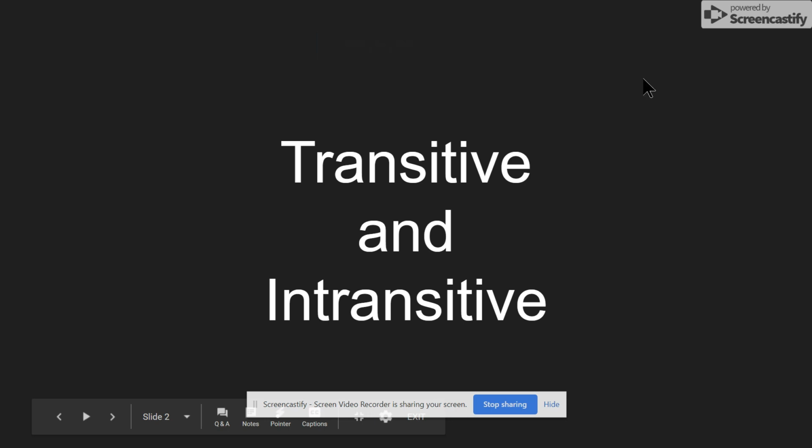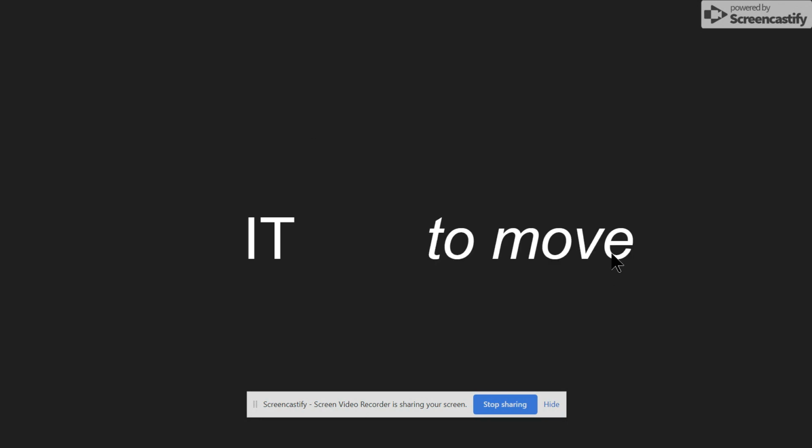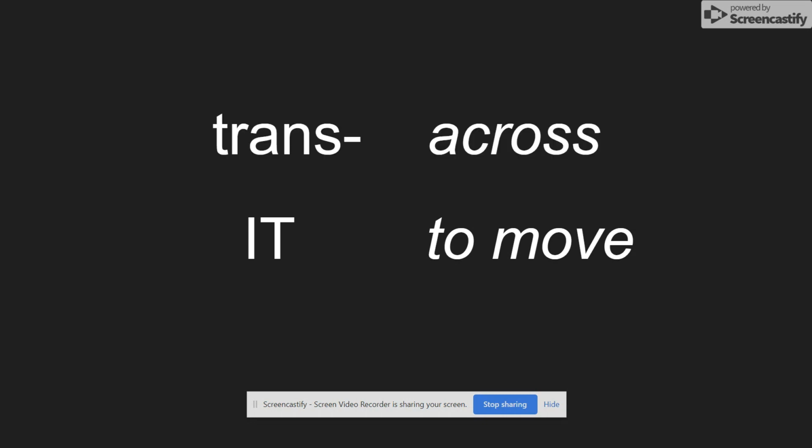Today we're going to be talking about transitive and intransitive verbs. First of all, let's talk about the word transitive to begin with. The root it means to move. The prefix trans means across. So transitive, of course, means to move across.